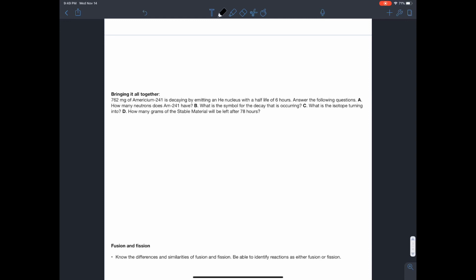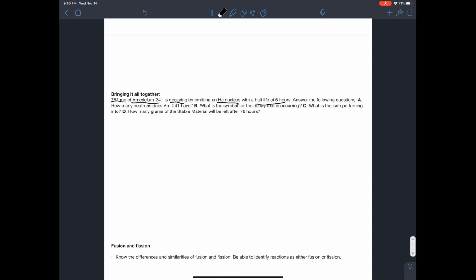Somebody who was able to attack this well. So let's look at what's going on here. We have an initial value of an isotope decaying by emitting a helium nucleus, and it has a half-life of 6 hours. So we're given a lot of info in that one sentence. Answer the following questions.